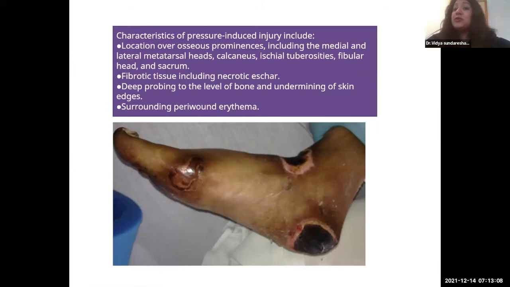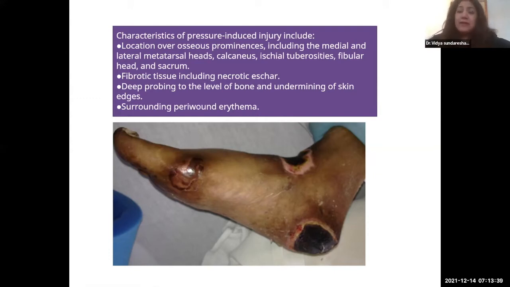So it is usually located over bony prominences, including medial lateral metatarsal heads, over the calcaneus, where the foot is just lying on the bed, unable to move, ischial tuberosities, a fibular head, sacrum. There's fibrotic tissue usually and causing this necrotic eschar, this black appearing tissue there. And that needs to be debrided. That's one indication for the wound to undergo debridement.